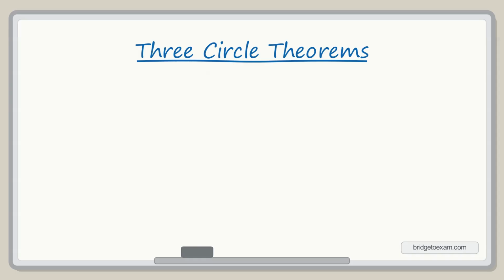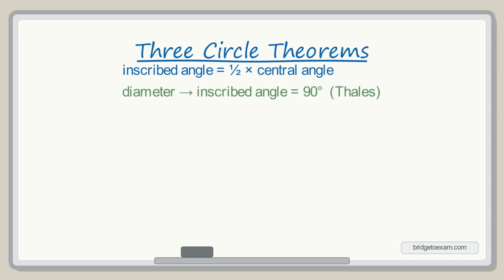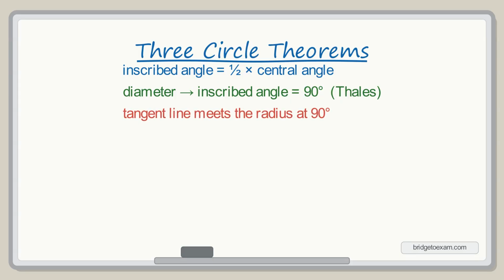Finally, 3 theorems the SAT loves. First, an inscribed angle is always half of the central angle that cuts the same arc. Second, Thales' theorem. If a triangle's longest side is a diameter, the angle across from it is a right angle. Third, a tangent line touches the circle at one point, and there it is perpendicular to the radius. That right angle is the key to most tangent problems.